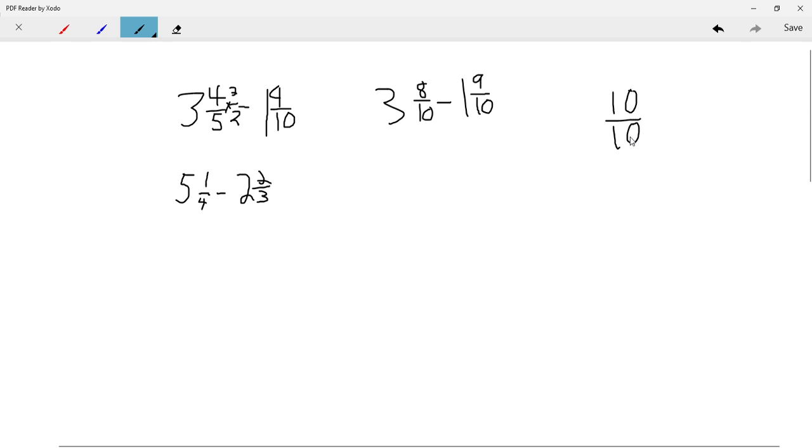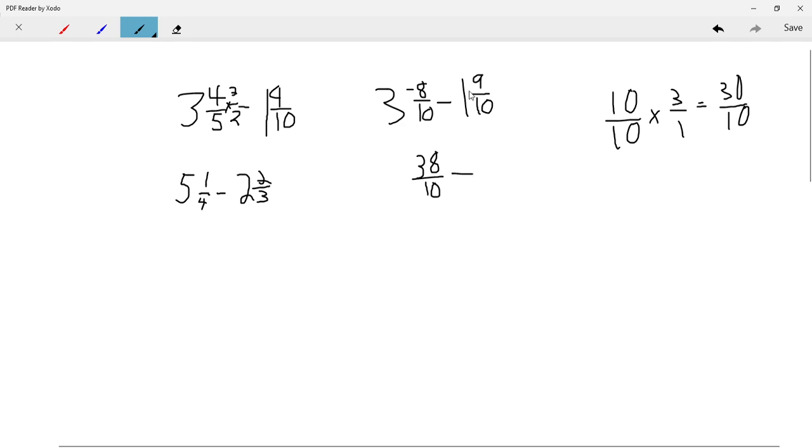Any number over itself is 1. So 3 would be 3 over 1 times 10 over 10, which is 30 tenths. So that's 3 wholes in tenths. So to turn a mixed number into an improper fraction, we have to multiply the whole number here by the denominator. 3 times 10 is 30, and then add that to the numerator. So that would be 38 over 10.